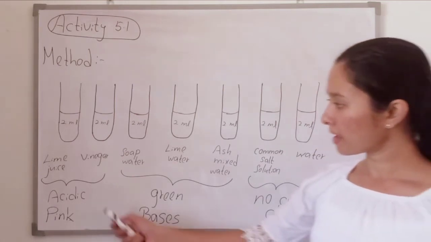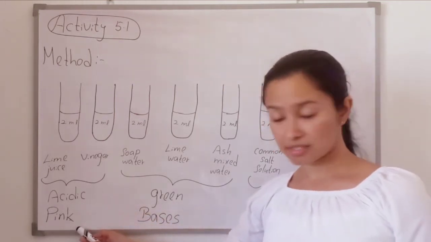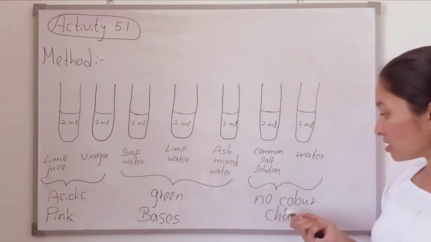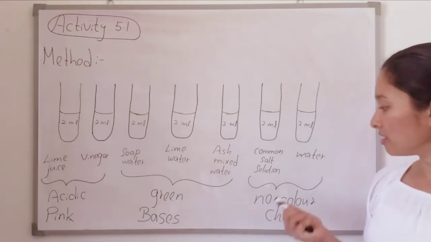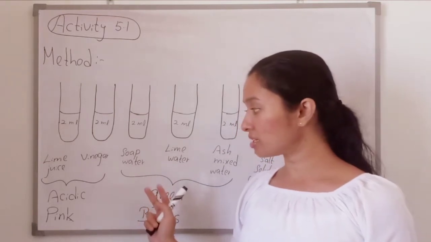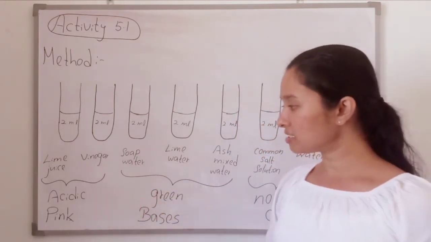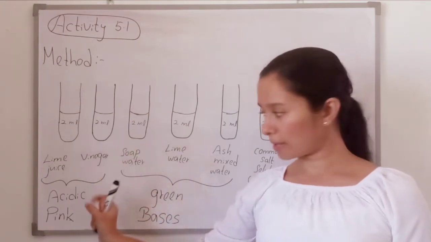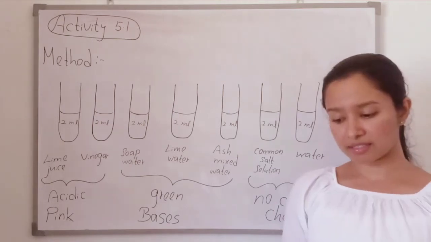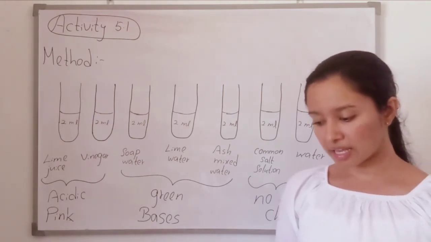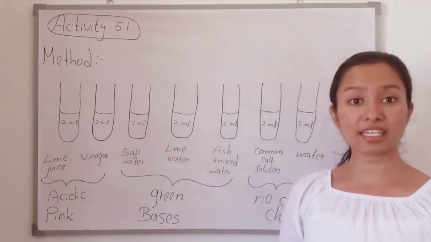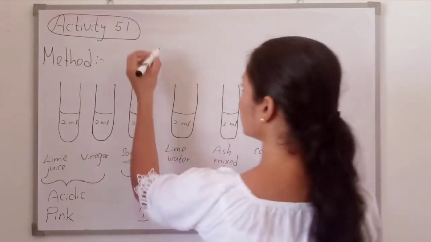So, in an acidic solution, we can see the pink color. In bases, we can see the green color. In a neutral solution, we cannot see the color change. So here acidic and basic solutions have given different colors. Acids give the same color and bases give the same color. So we can say the solutions or things that give different colors with acids and bases are known as indicators. We call those indicators.